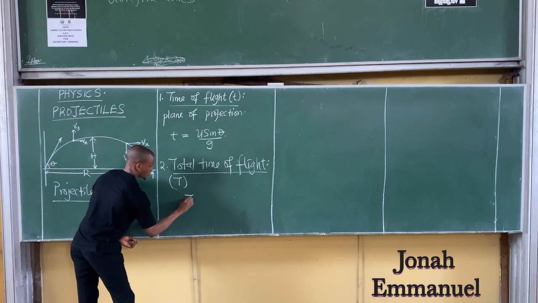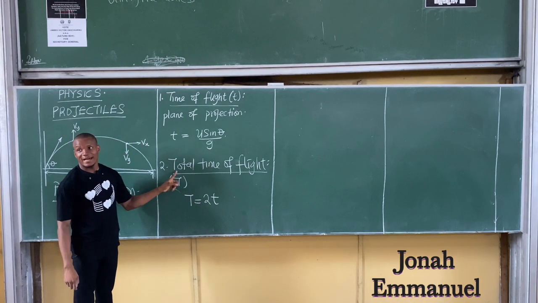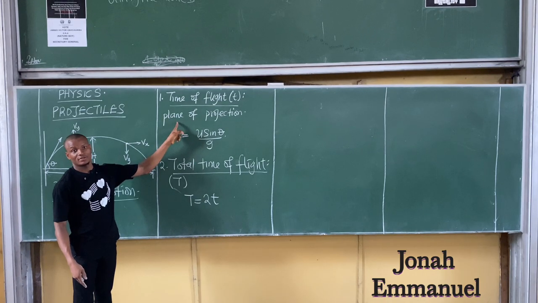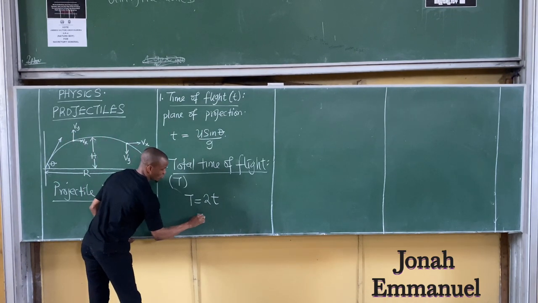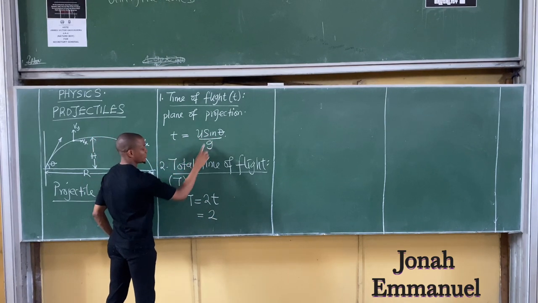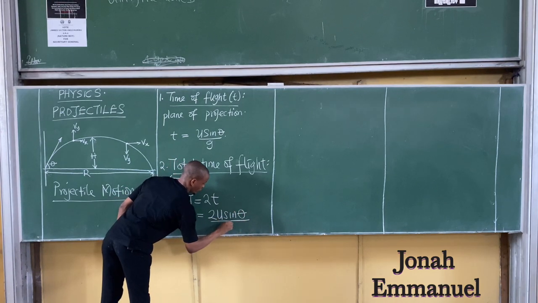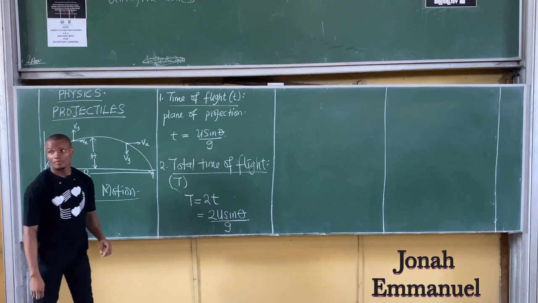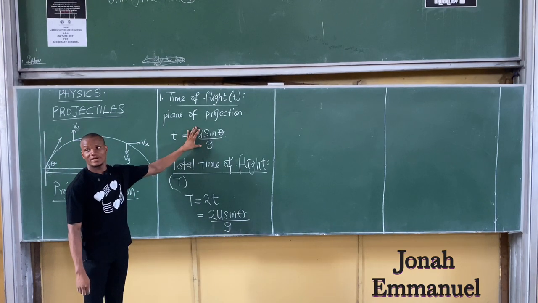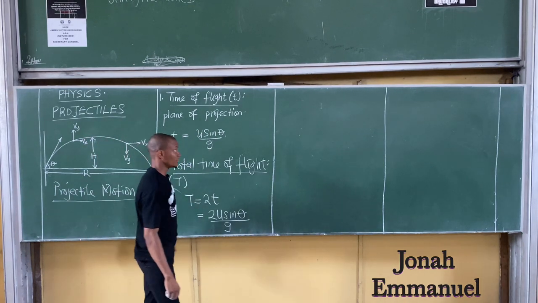Mathematically, T is equal to 2t. That means total time of flight is twice the value of the time of flight. So it is equal to 2 times t, and t is u sine theta over g. Because of that, T is 2u sine theta all over g.